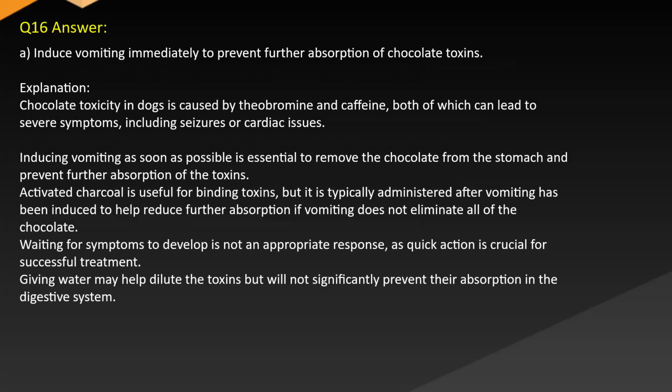Answer A. Induce vomiting immediately to prevent further absorption of chocolate toxins. Explanation. Chocolate toxicity in dogs is caused by theobromine and caffeine, both of which can lead to severe symptoms, including seizures or cardiac issues. Inducing vomiting as soon as possible is essential to remove the chocolate from the stomach and prevent further absorption of the toxins. Activated charcoal is useful for binding toxins, but it is typically administered after vomiting has been induced to help reduce further absorption if vomiting does not eliminate all of the chocolate.